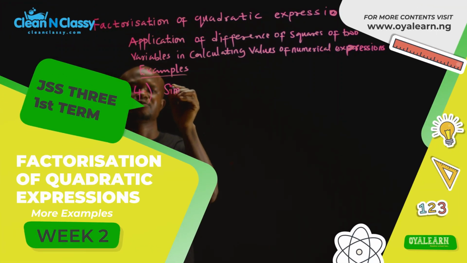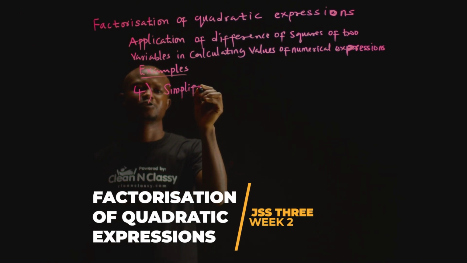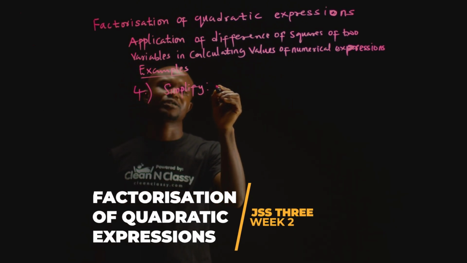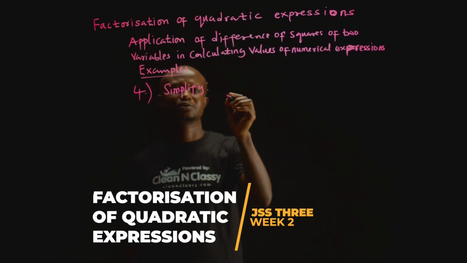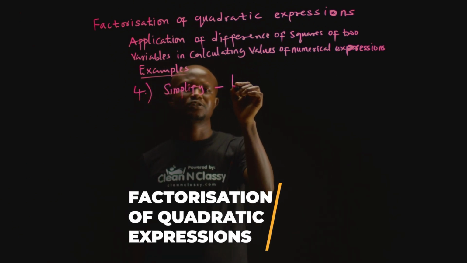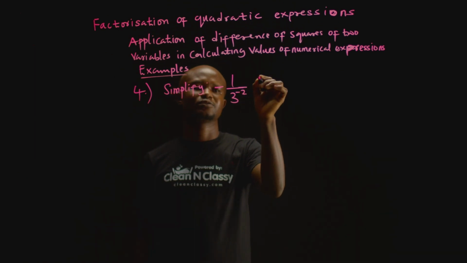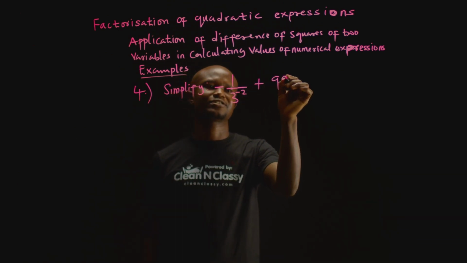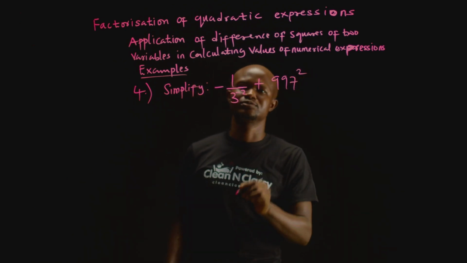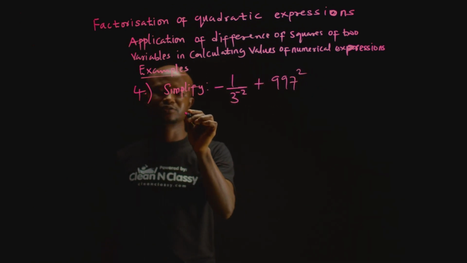Simplify minus 1 divided by 3 raised to the power minus 2, plus 997 raised to the power of 2. Solution.